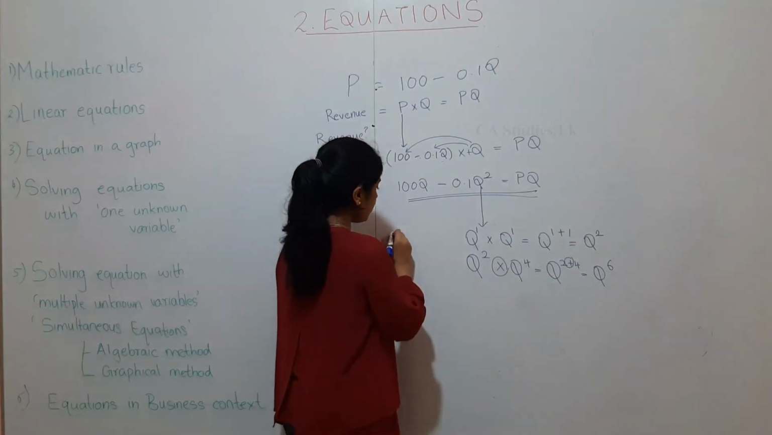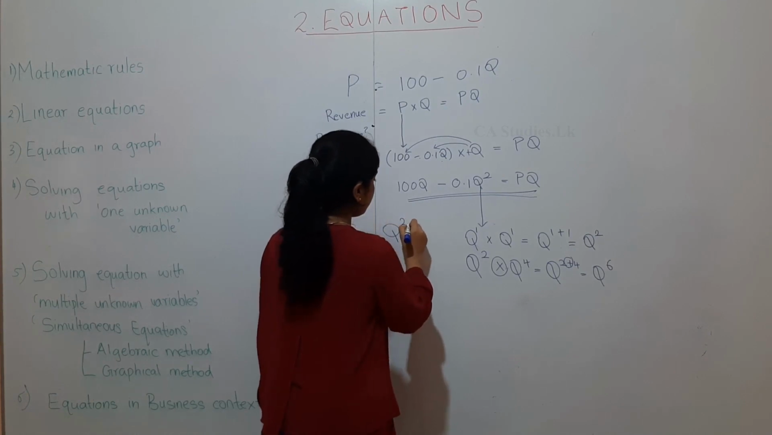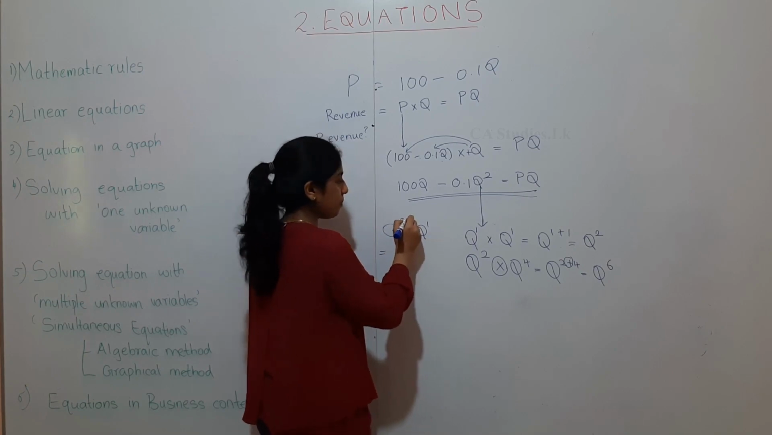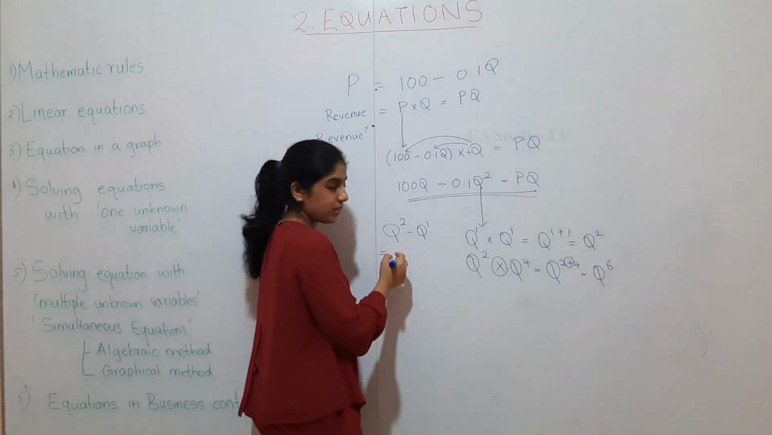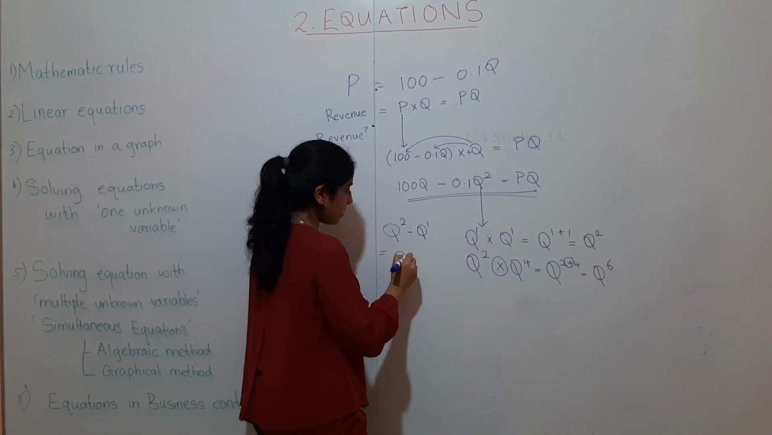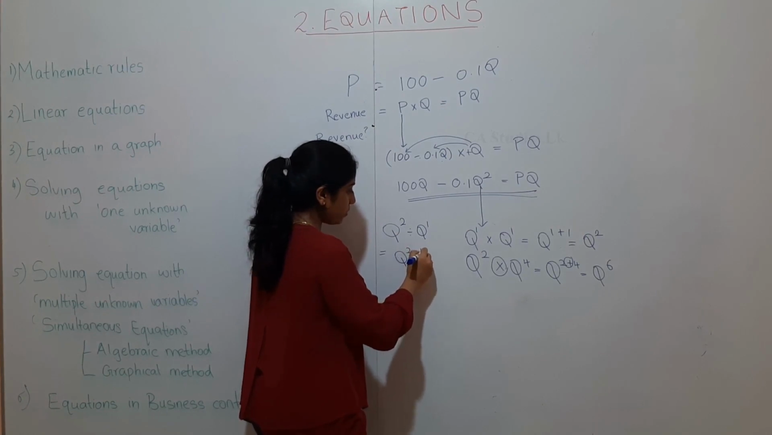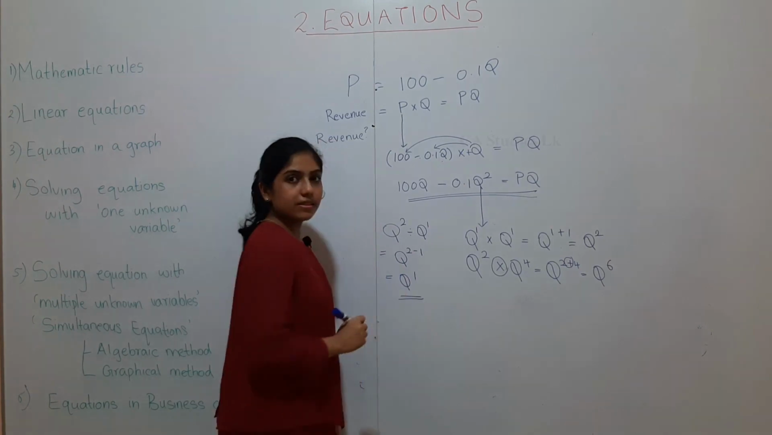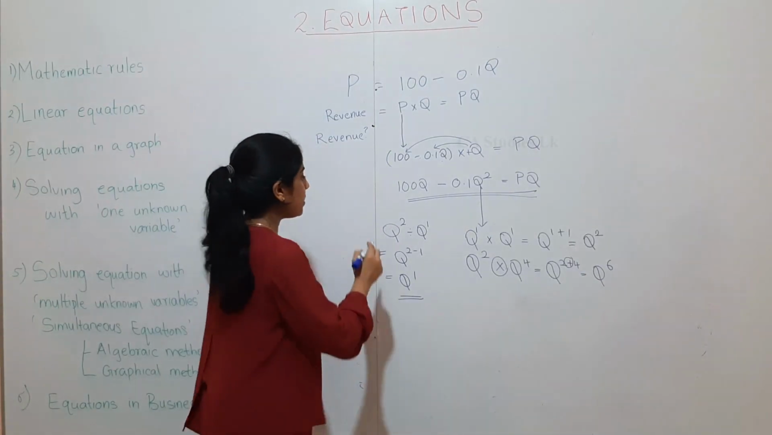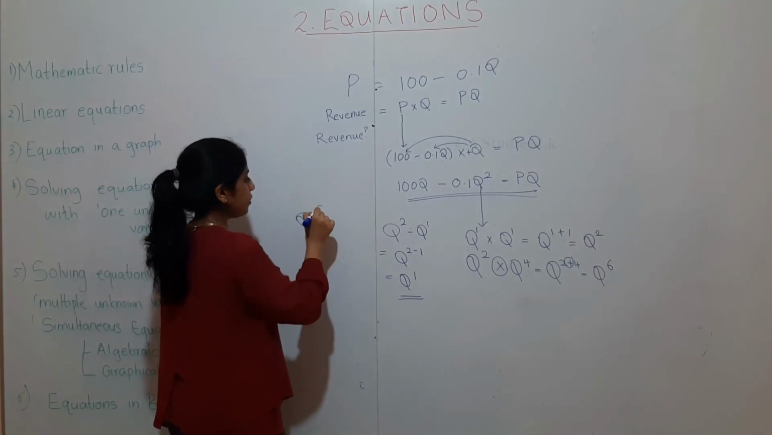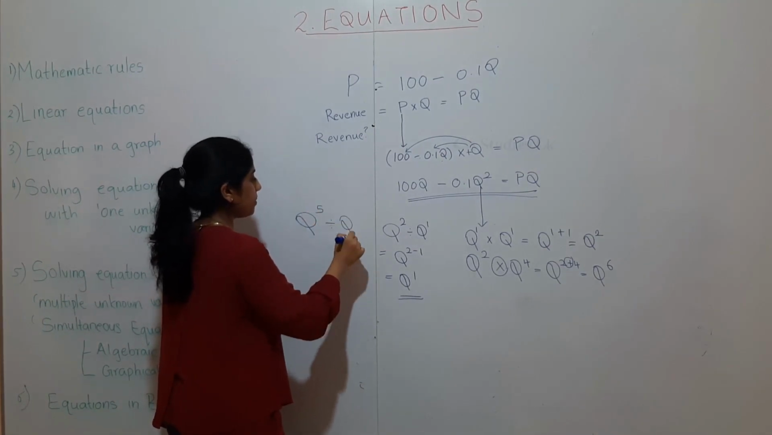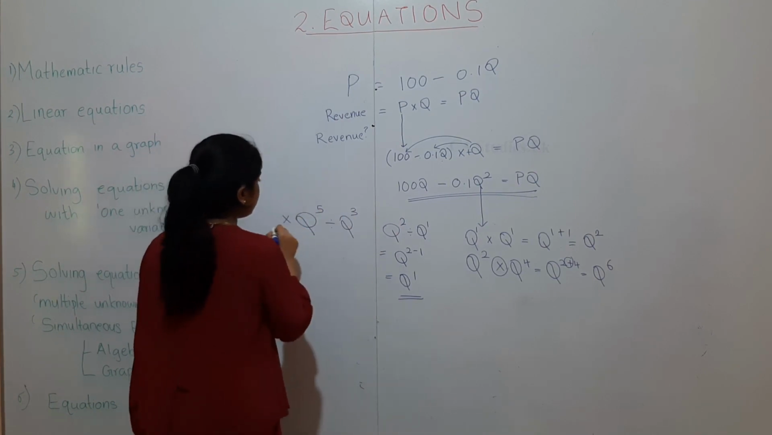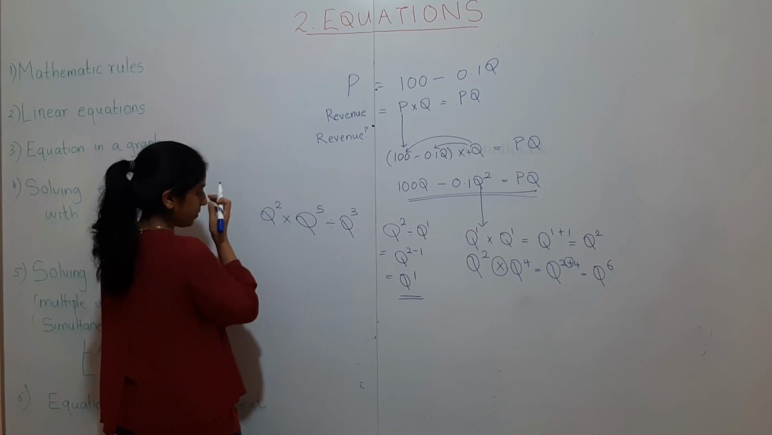When it comes to division, let's say Q to the power 2 divided by Q to the power 1, that means you have to subtract the indices. Put Q as the base, 2 minus 1, Q to the power 1. Alright? And when it comes to a bigger example, let's say Q to the power 5 divided by Q to the power 3, and before that, Q to the power 5 is multiplied by Q to the power 2.